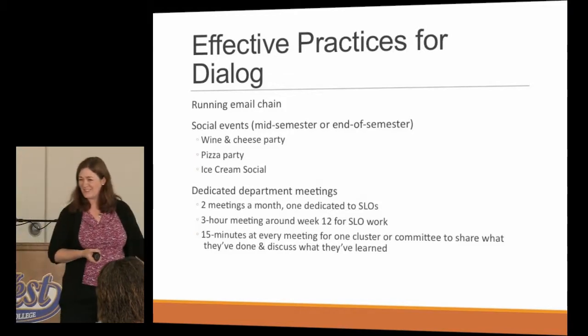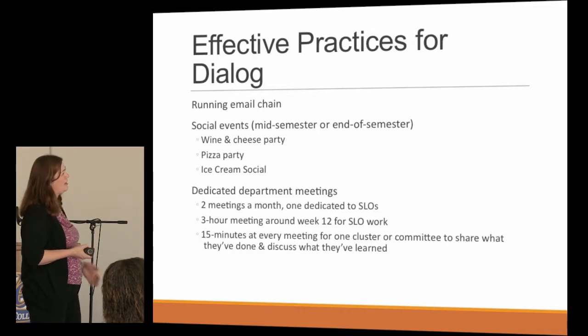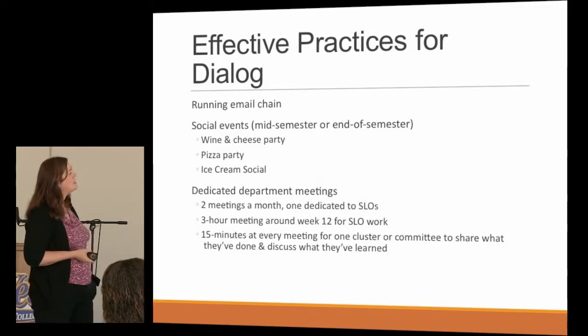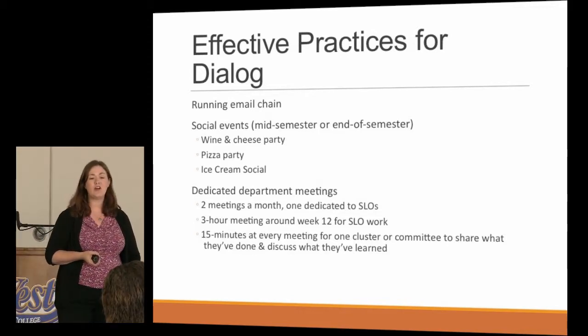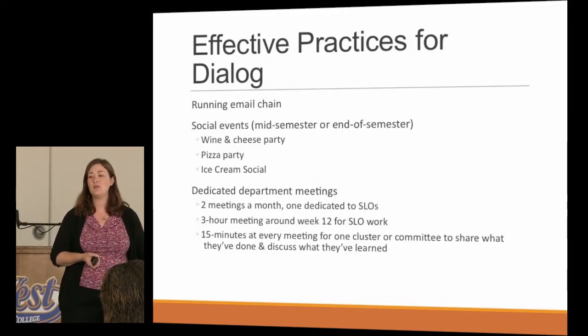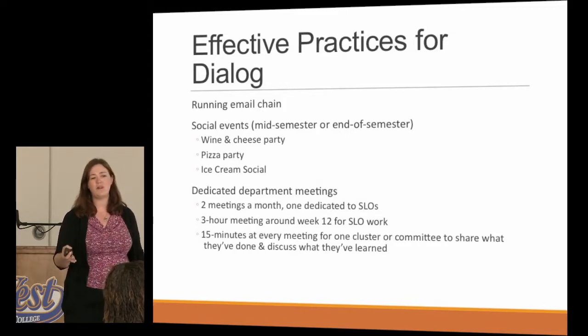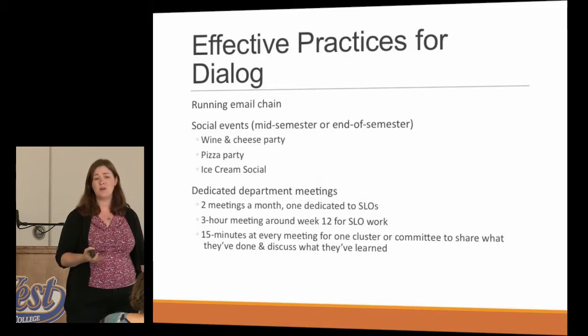So this is what I was going to talk about next. These are some of the things that are working on our campus. The running email chain. This is something that our architecture department has pioneered this semester, and it seems to be working really well for them. It's something that they had been doing informally for a number of years, but this time they actually formalized it. Now, this is a small department. It's 5 or 6 full-time members and only 3 or 4 adjuncts.